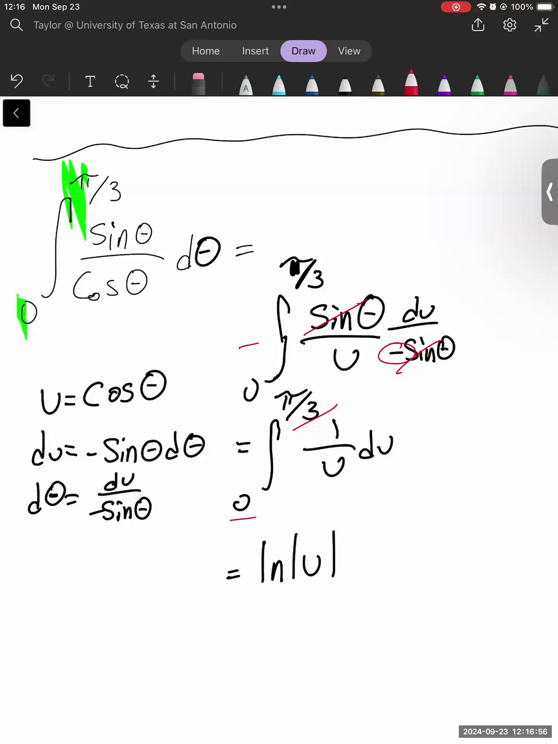Change the bounds. Nice. So how do I do that? Plug the bounds into cosine. Okay. So if I plug in, oops, I'll do this in red. If I plug in pi over 3, what do my new bounds become? And then 0. What do I get for my upper bound?